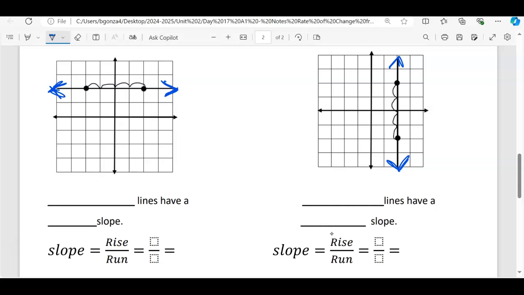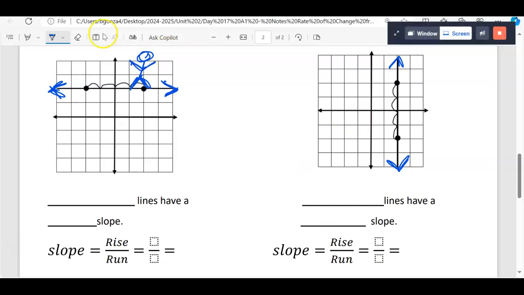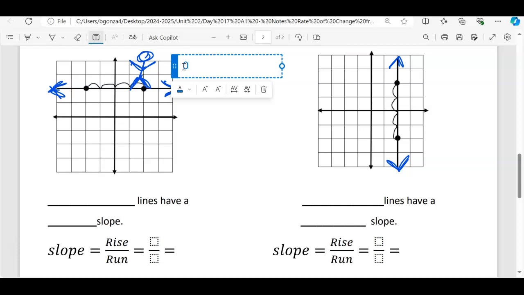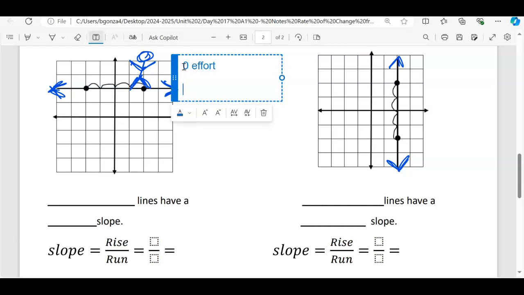So I want you to draw yourself a stick man. Stick man's gonna help us out here. This stick man is hanging out on this line. He's straight chilling, crashed out, as it were. So go ahead and write that this guy is taking 0 effort to stand, so it's a 0 slope.